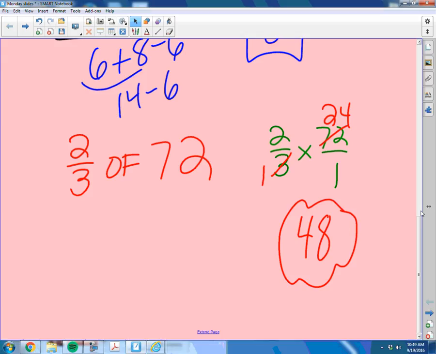48. Devin? I did it a different way, but still got it right. Okay, did you do 72 times 2 divided by 3? No. What'd you do? I just divided 72 by 3. And then did times 2? 24, and then I just did 24 two times. Perfect. No worries at all.